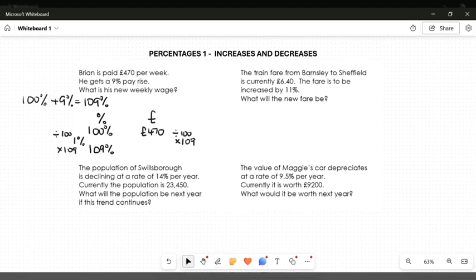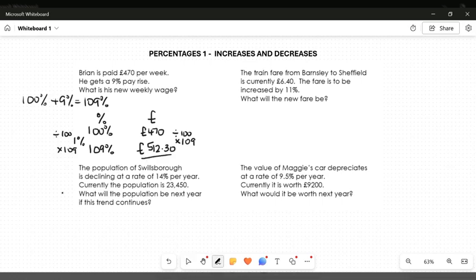So you get your calculator: 470 divided by 100 times by 109. And you get 512.3. Now remember, it's money. Money has to be either whole numbers, if it's a nice whole number, or to 2 decimal places. So 512.3 means £512.30. So that is your answer. Right, let's look at the one below.